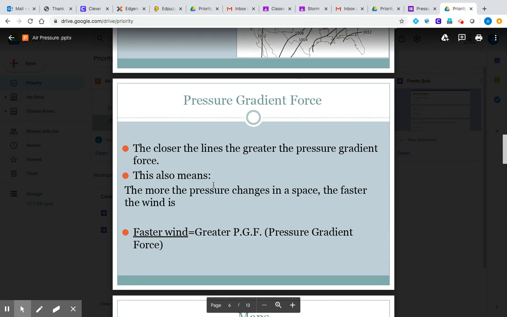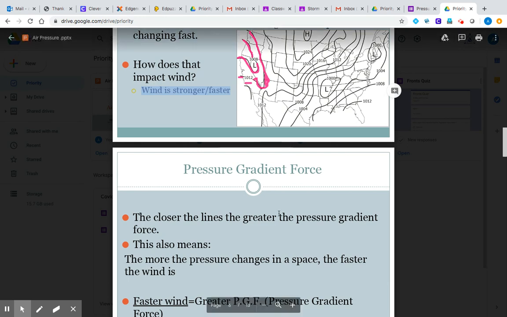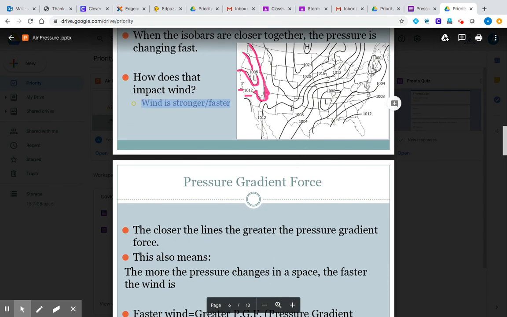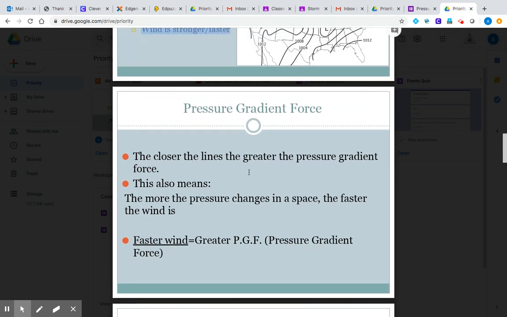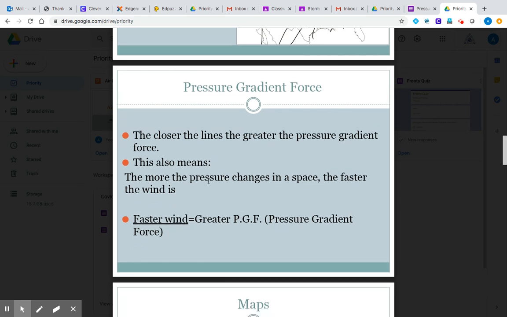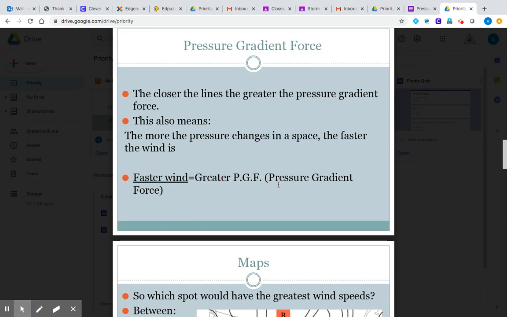So this is called the pressure gradient force. When these lines are close and the pressure is changing fast, there's a greater pressure gradient force. That means the more the pressure changes in a certain space, the faster the wind is. So we have it right here, a quick note: faster wind equals greater pressure gradient force.